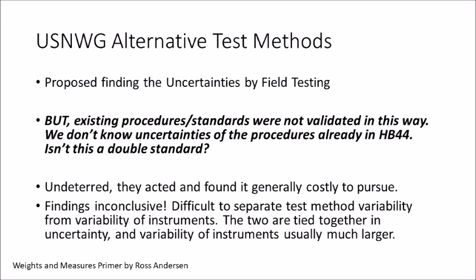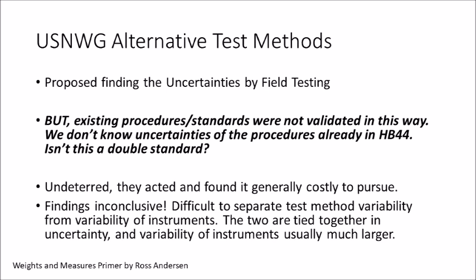I said, wait a minute, the existing procedures in Handbook 44 were not validated that way because we don't know the uncertainties of any of the procedures in Handbook 44. So isn't this a double standard? Undeterred, they went forward. They made the measurements in the field. They brought the data back to an uncertainty expert, and what did they find? First, field testing is pretty expensive. And second of all, they learned that the findings were inconclusive.